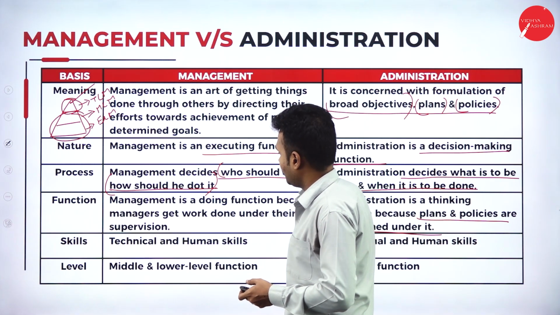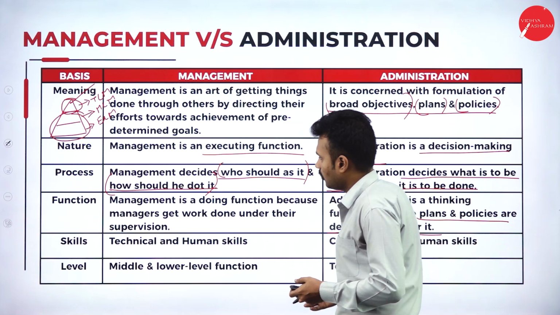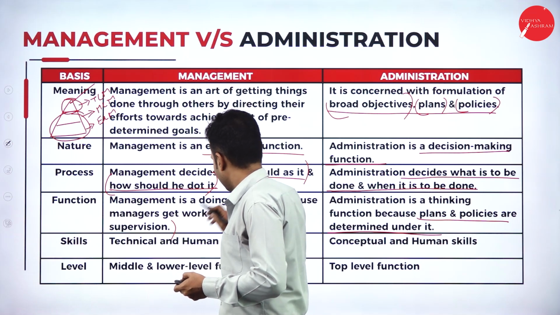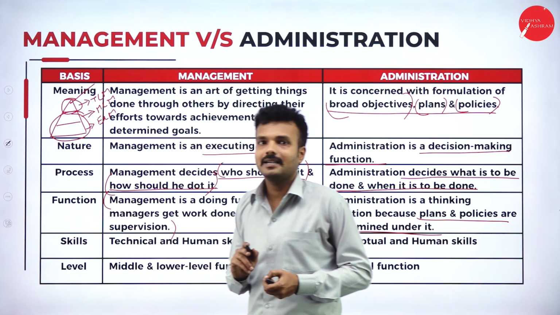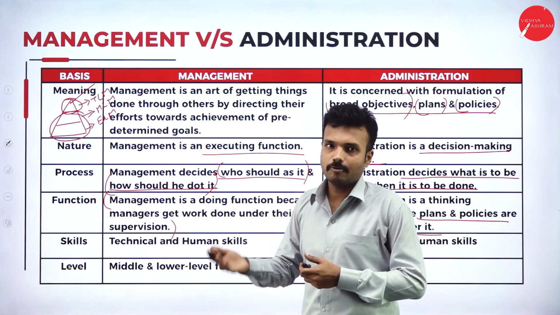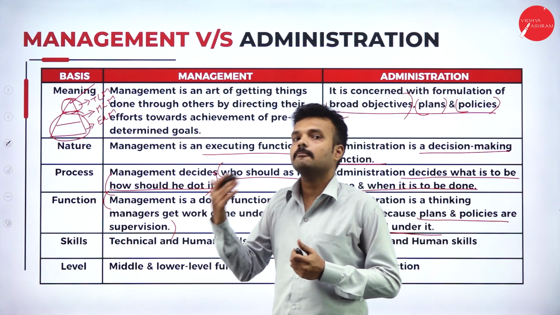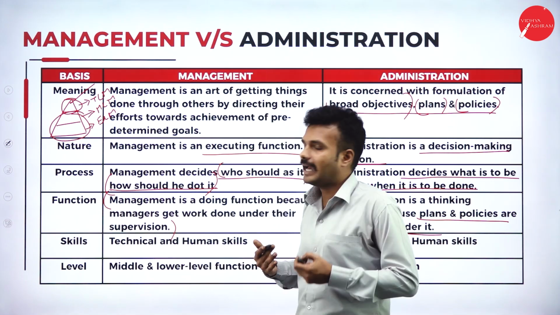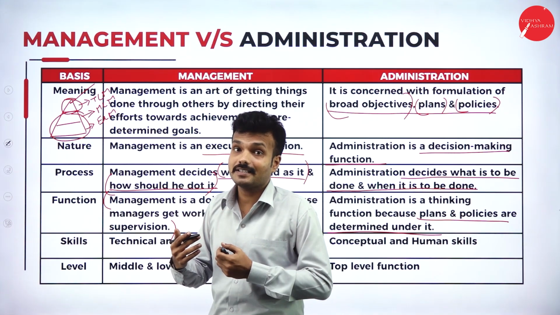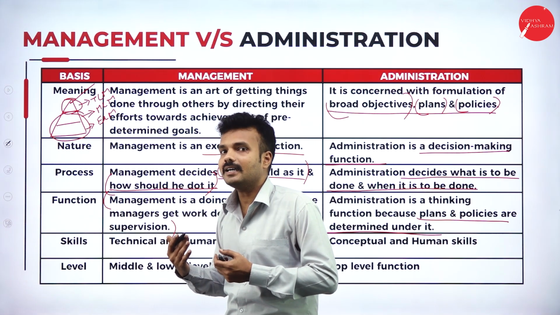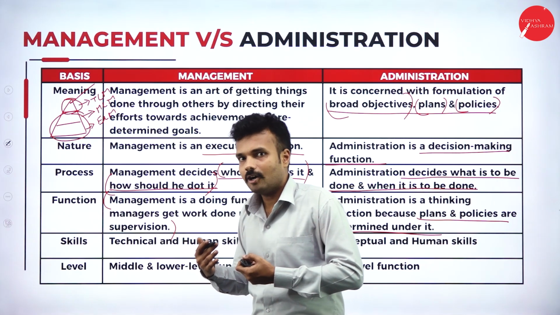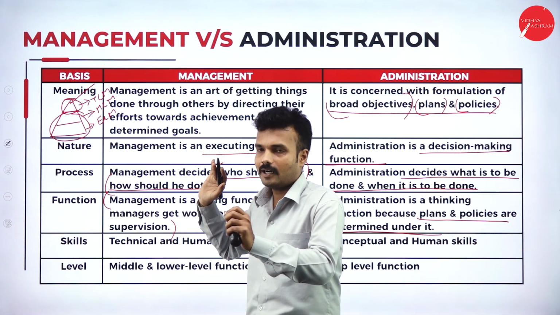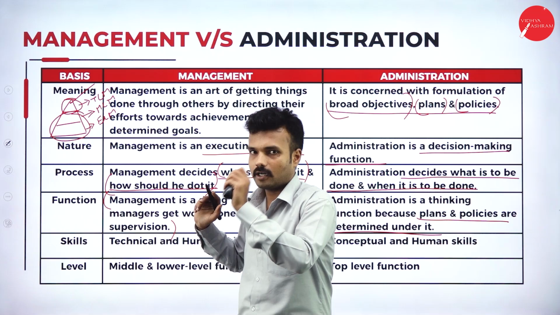So what is the function of management? Management is a doing function because managers get work done under supervision. So here the management is going to get things done through the efforts of others by supervision. Here the managers are going to supervise the subordinates to get the work done through the subordinates of the organization. As I said, the managers are the superiors of the organization, hence they are going to take the work from the individuals of the organization by supervising the work. They are the superiors who supervise the work that is done by the subordinates or the individuals of the organization.